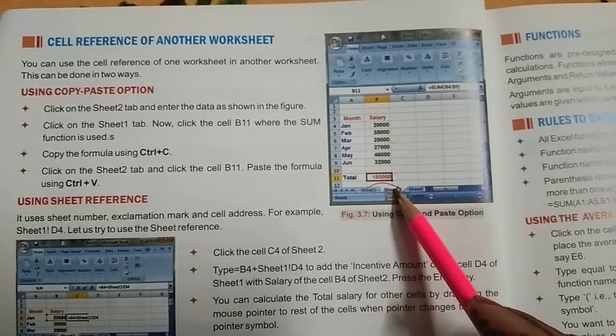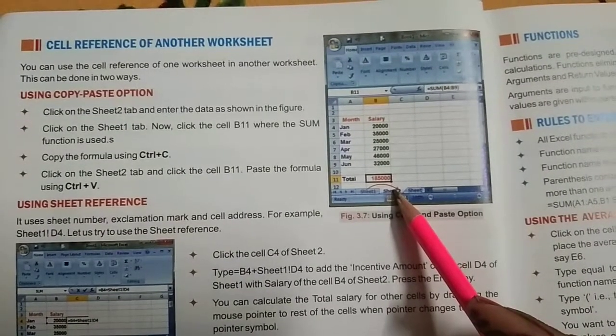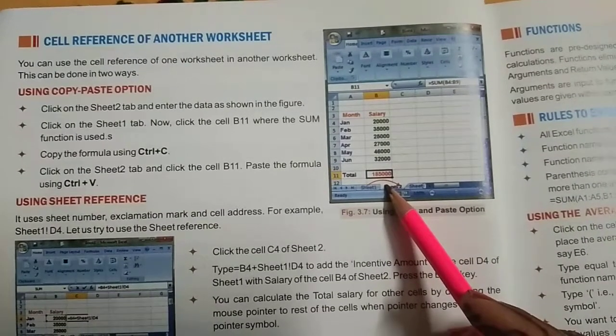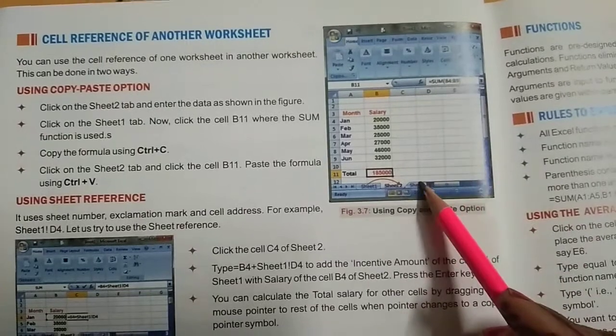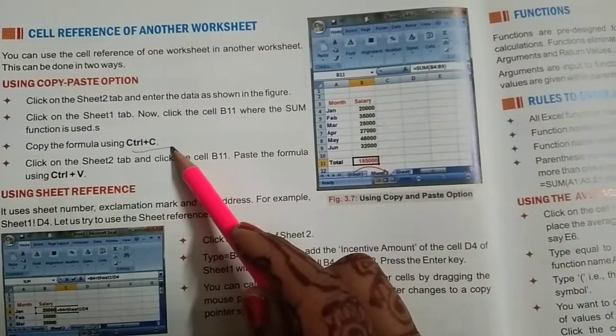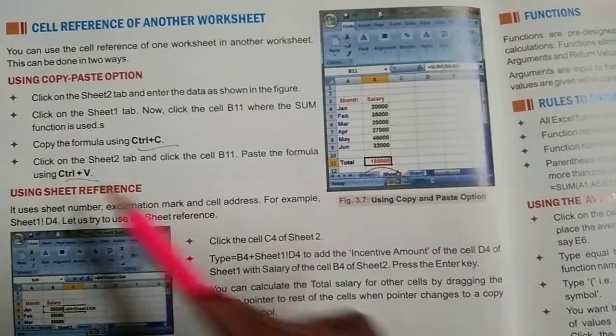So this is the way you can make a copy and paste of different types of files or different types of formulas in MS Excel. For copying you have to use the Control plus C option, and for pasting you have to use the Control plus V option.